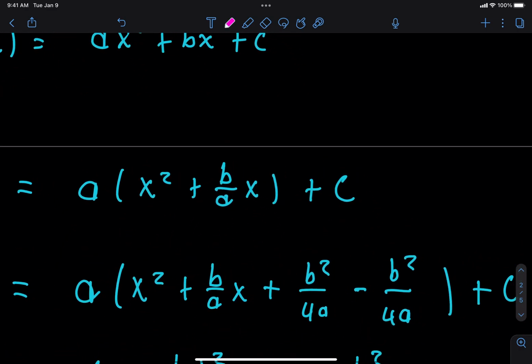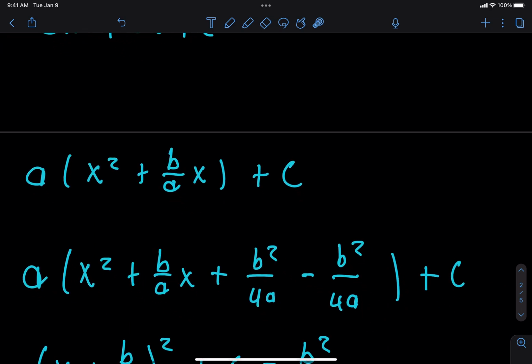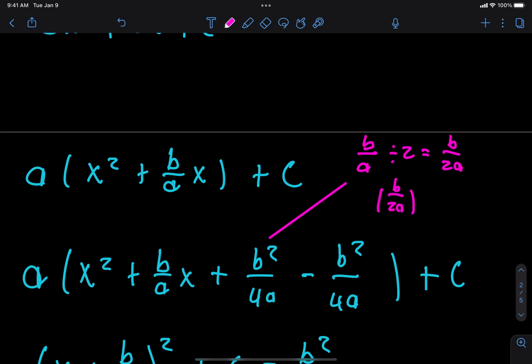Yes? Okay, so I take a GCF out of a. Then I'm going to complete the square. What do I do when I complete the square? I take this number, I divide by 2, and square. So I take b over a, and I divide it by 2. What would I get? b over 2a. Then b over 2a squared would be b squared over 4a squared.